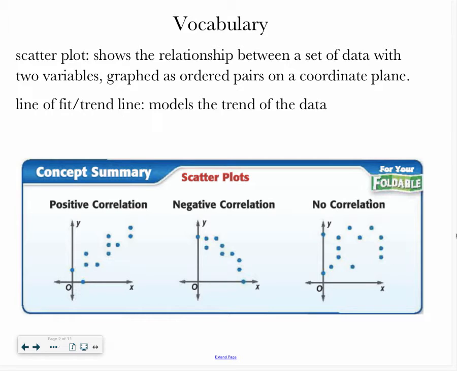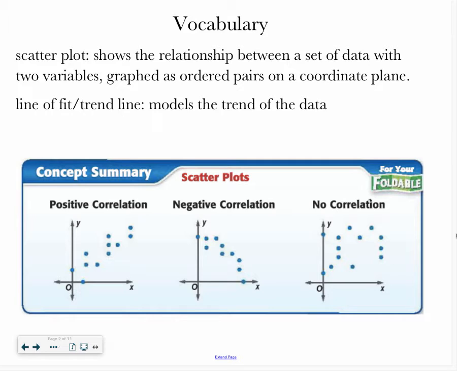A line of fit, or trend line, is when you model the trend of the data, and I'm going to show you how to find that later on. But something that you want to make sure you take a screenshot of or memorize is the positive correlation. Let's make a connection to what we've already learned. That looks the same as positive slope, except instead of a line, it's a bunch of dots that kind of make the shape of a line. Same with negative correlation. It makes like a negative slope, but without the line.